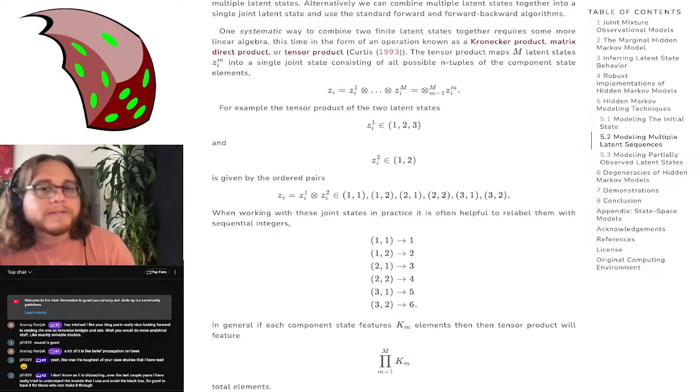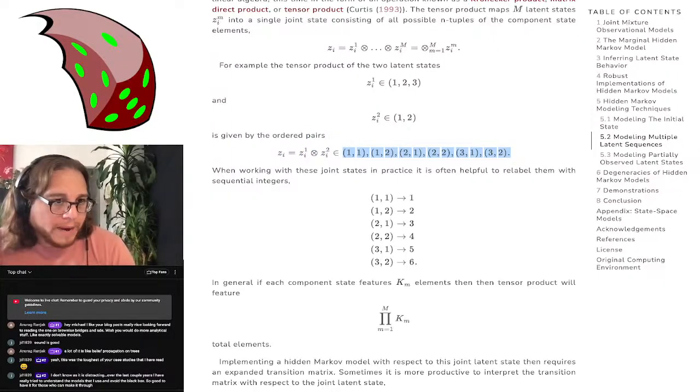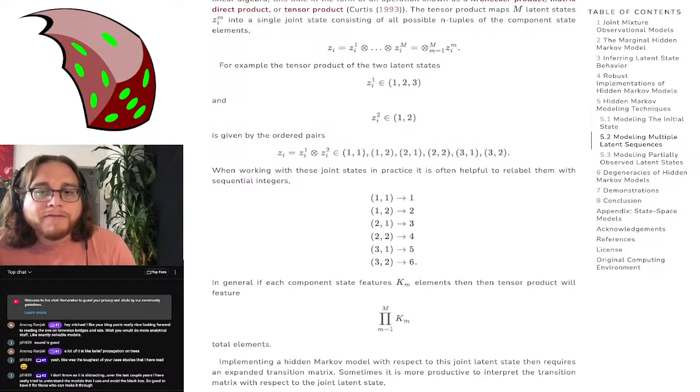As an example, if I have these two latent states, z1 and z2, the first one has 3 possible states and the second one has 2 possible states. Then the tensor product of the two is built up of the 6 possible ordered pairs that I can get from those. Right? So I can have 1, 2, or 3 in the first slot, and I can have 1 or 2 in the second slot. And that fills out these values.